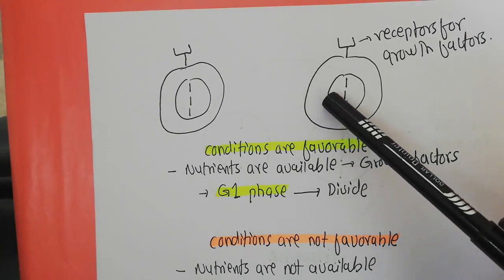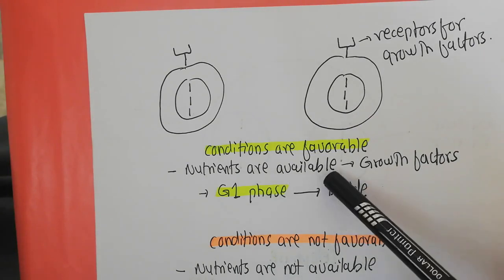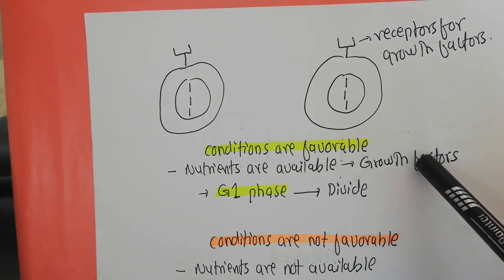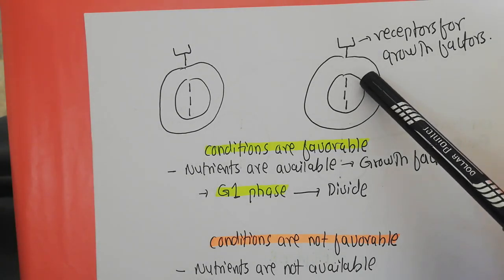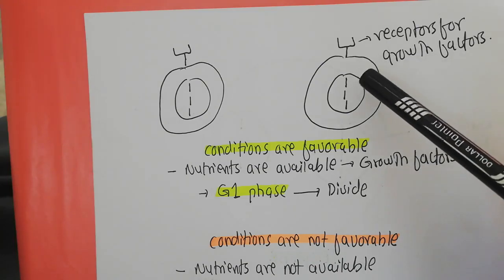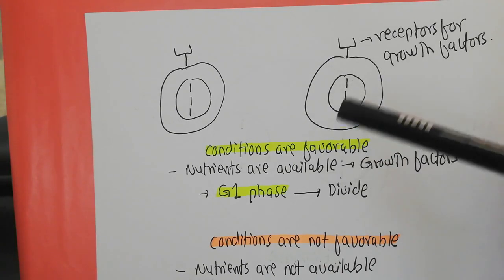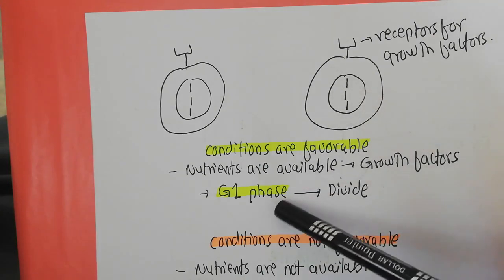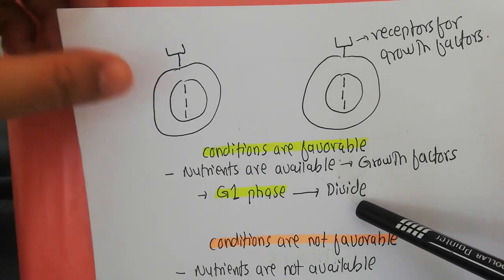What is going to happen next? Now, if the conditions are favorable, by that I mean that if the nutrients and the growth factors are available, these growth factors are going to bind to the growth factor receptors present on these daughter cells, and when these growth factors bind to their receptors, gene expression is going to change in these daughter cells, and that means that the cell will move from the M phase again into the G1 phase, and it will be going for the division again.